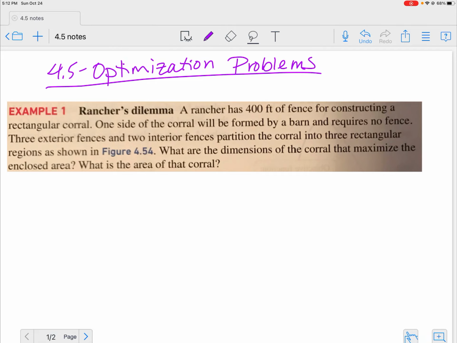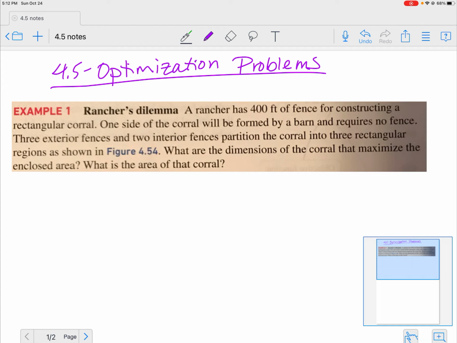All right, so let me pull this up a little bit here. We're going to look at optimization problems. So this is all about how we can apply a derivative, right? That's what this whole chapter 4 is about, how we're going to use derivatives and apply them. And optimization is a good way to do that.